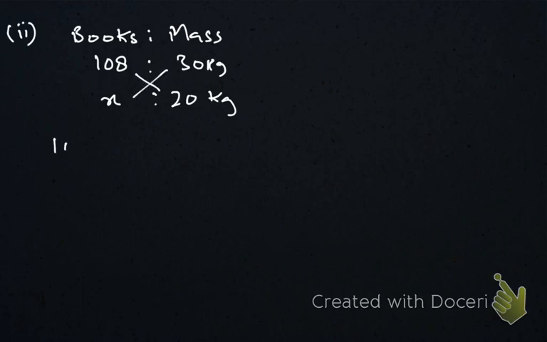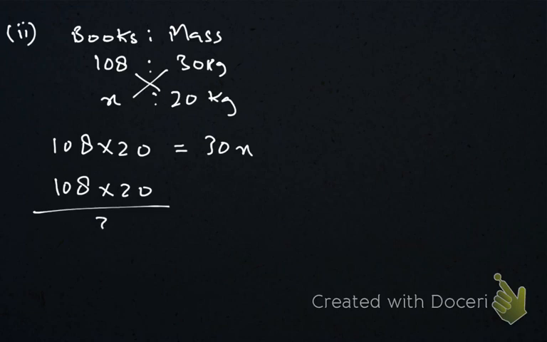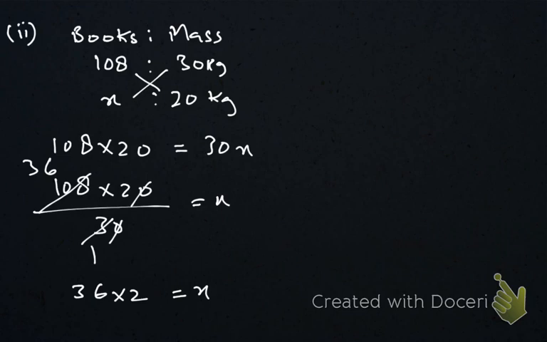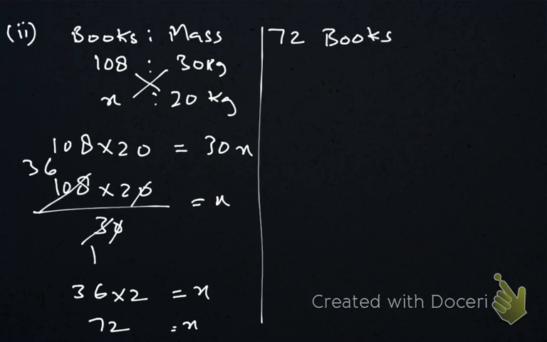Again, cross multiply. 108 into 20 equals 30x. So x equals 108 into 20 over 30. 0 0 cancel out. 3 1s are 3, 3 3s are 9, 3 6s are 18. So 36 times 2 will be 72. So you can say 72 books have a mass of 20 kg. I hope the question is clear.